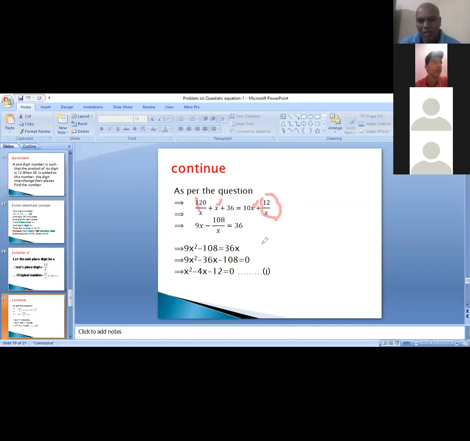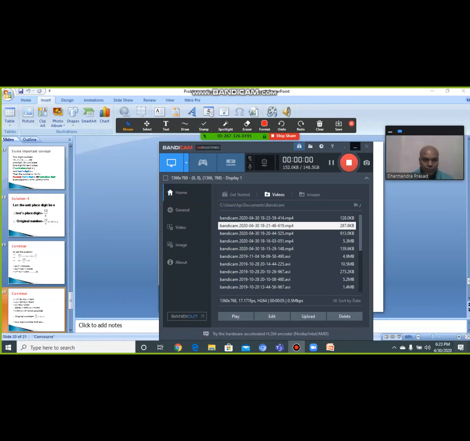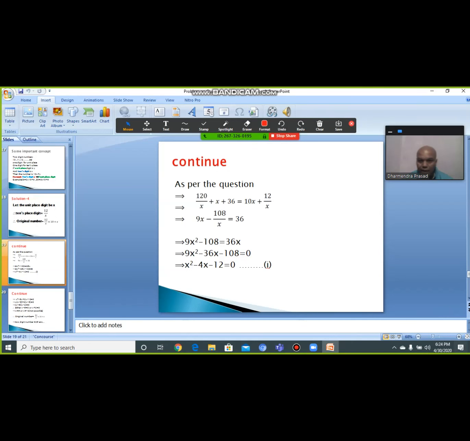After simplification and cross multiplying, you get the equation x square minus 4x plus 12 times something. You see here in this question 9, 36 and 108. If you find that an equation contains a common number, simply take out the common number, and whatever remains, you factorize to find the value. After getting the equation x square minus 4x minus 12, we have to solve it.